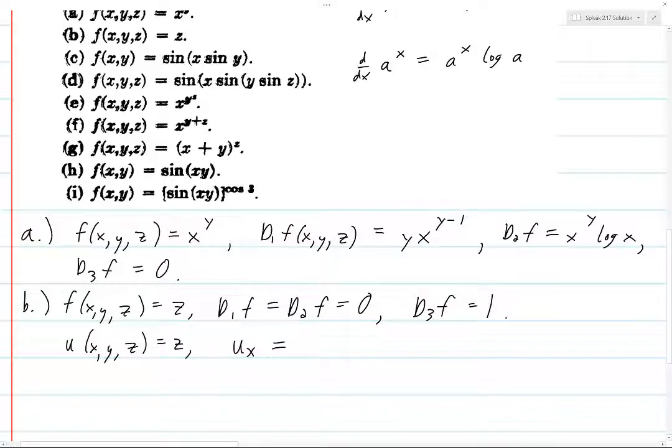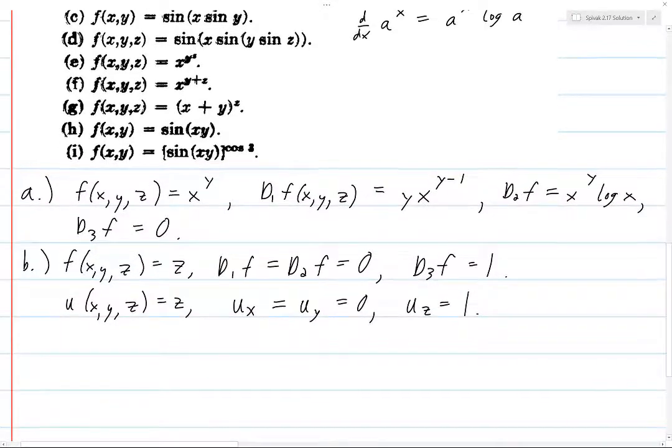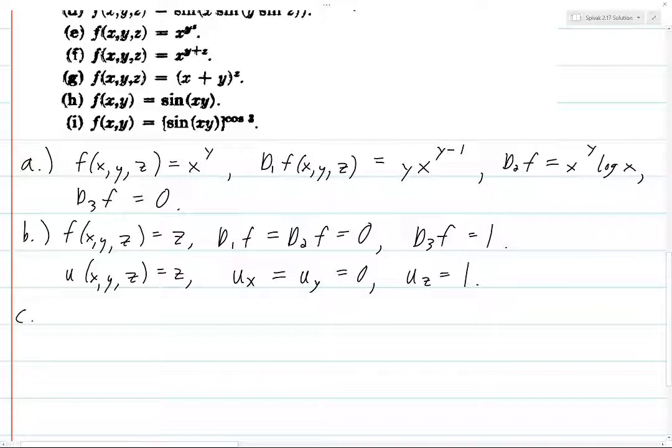So the derivative of u with respect to x equals the derivative of u with respect to y, which equals 0, and the derivative of u with respect to z equals 1. So that's just an alternative notation that you might find useful. I prefer it, but to stay consistent with the exercise here, I'm not going to use it.